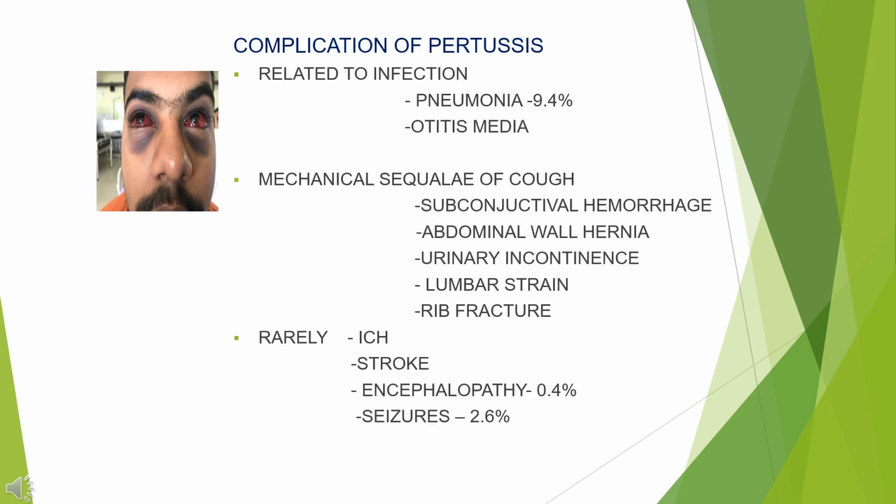Complications of whooping cough can be related to infection like pneumonia and otitis media. They can be mechanical like subconjunctival hemorrhage, abdominal wall hernia, urinary incontinence, lumbar strain. All these are due to the severity of the cough. And rarely, intracranial hemorrhage, stroke, and encephalopathy are also possible.